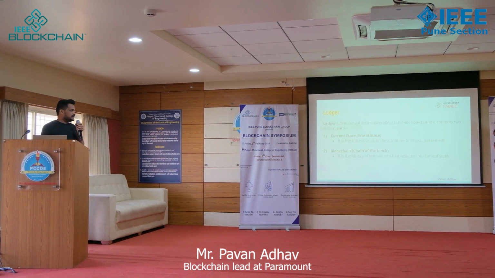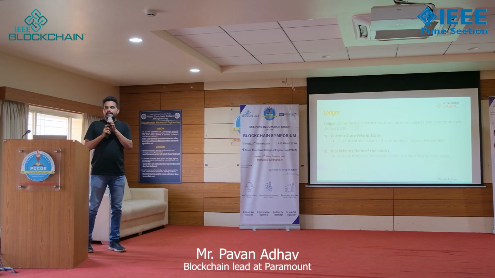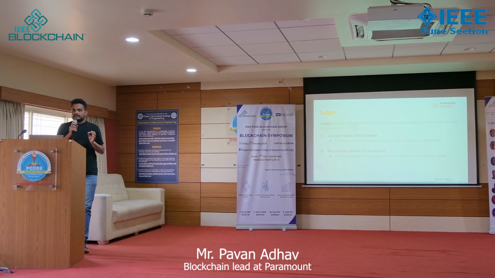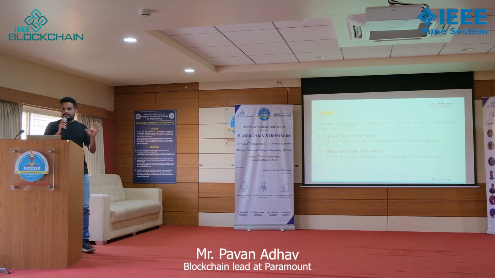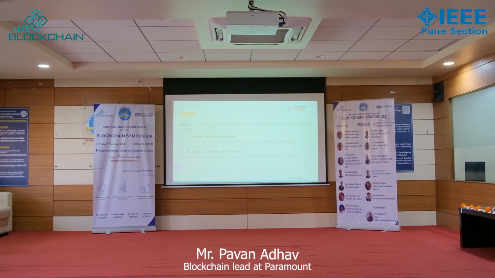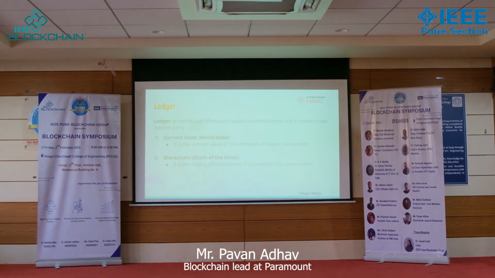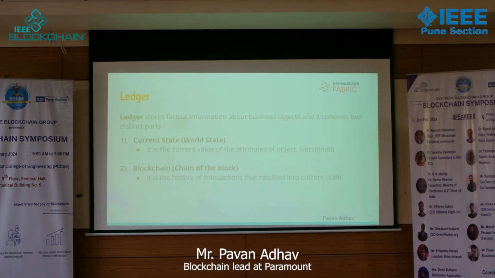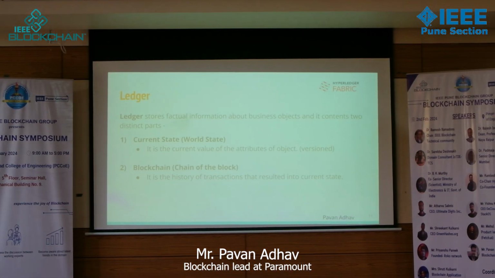Okay. So next one is the ledger. When we talked about the peer, the peer will hold the smart contract and the ledger. Ledger is nothing but the database. Actually data is getting stored on the ledger. So in the Hyperledger Fabric network, we have two things in the ledger. First one is the current state database, and second one is the chain of blocks. In the current state database, there would always be the latest information.